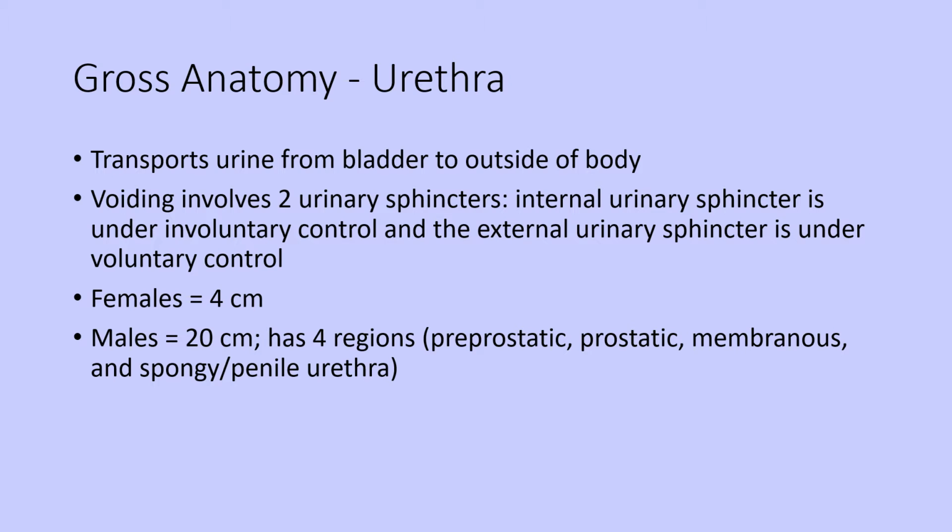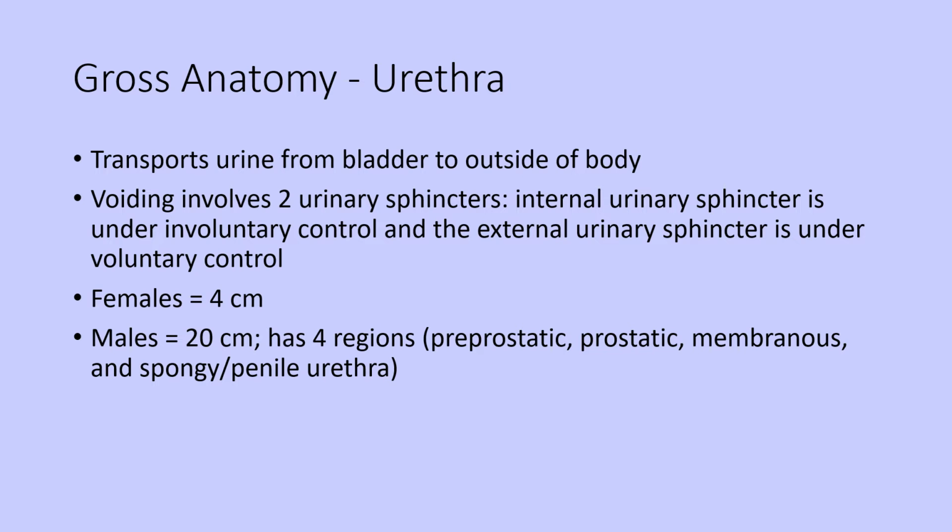This is essentially like a tube that's going to transport the urine that's been produced and then stored in the bladder. It's going to transfer it from the bladder to the outside of the body and rid the body of it. There are 2 urinary sphincters that help control the release of the urine, and releasing the urine, we refer to this as voiding. The internal urinary sphincters are involuntary, the external are voluntary.